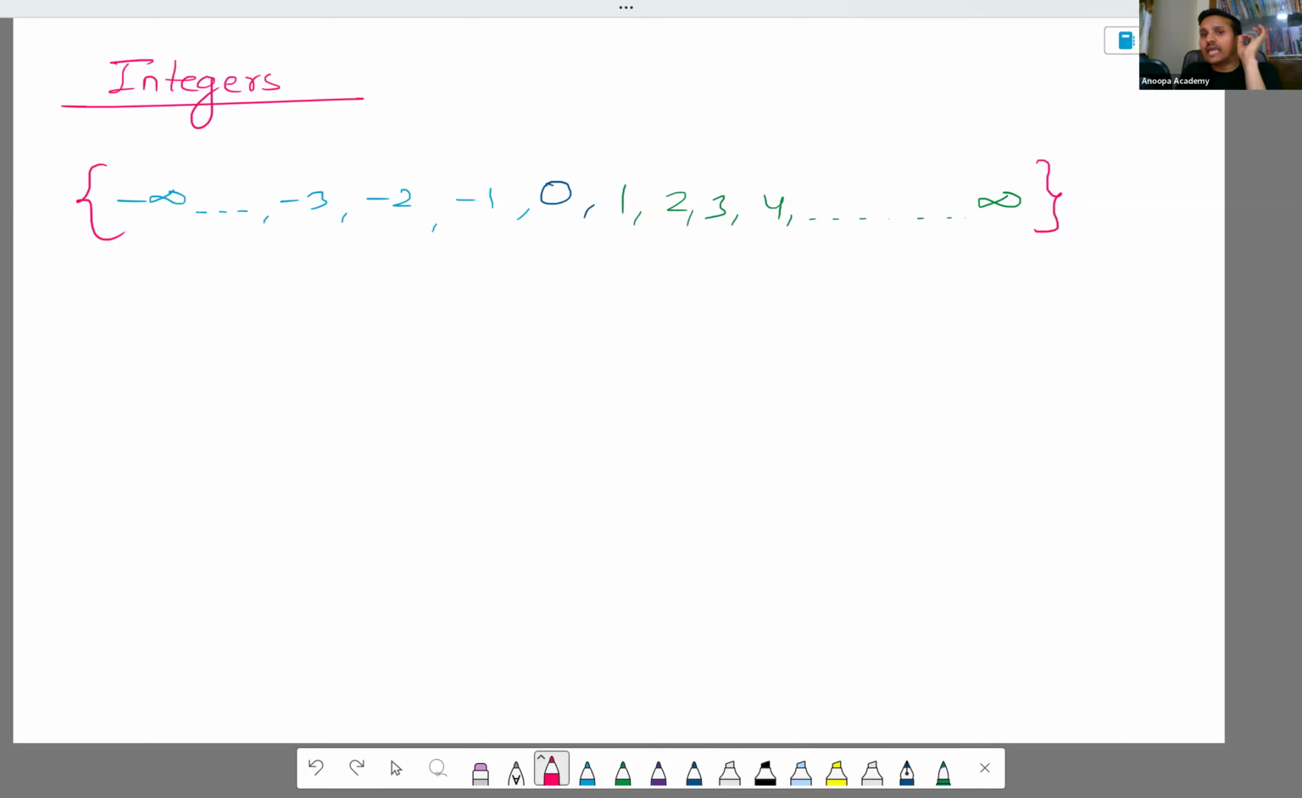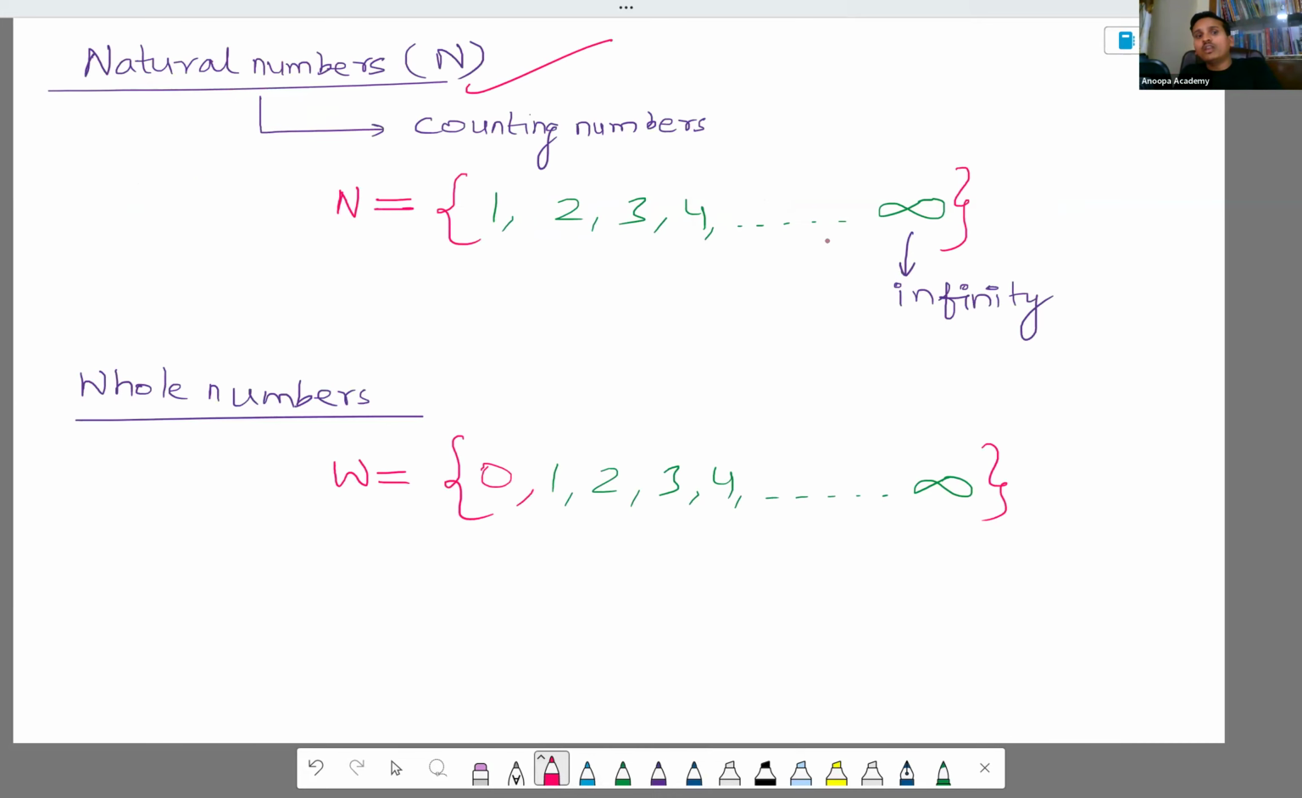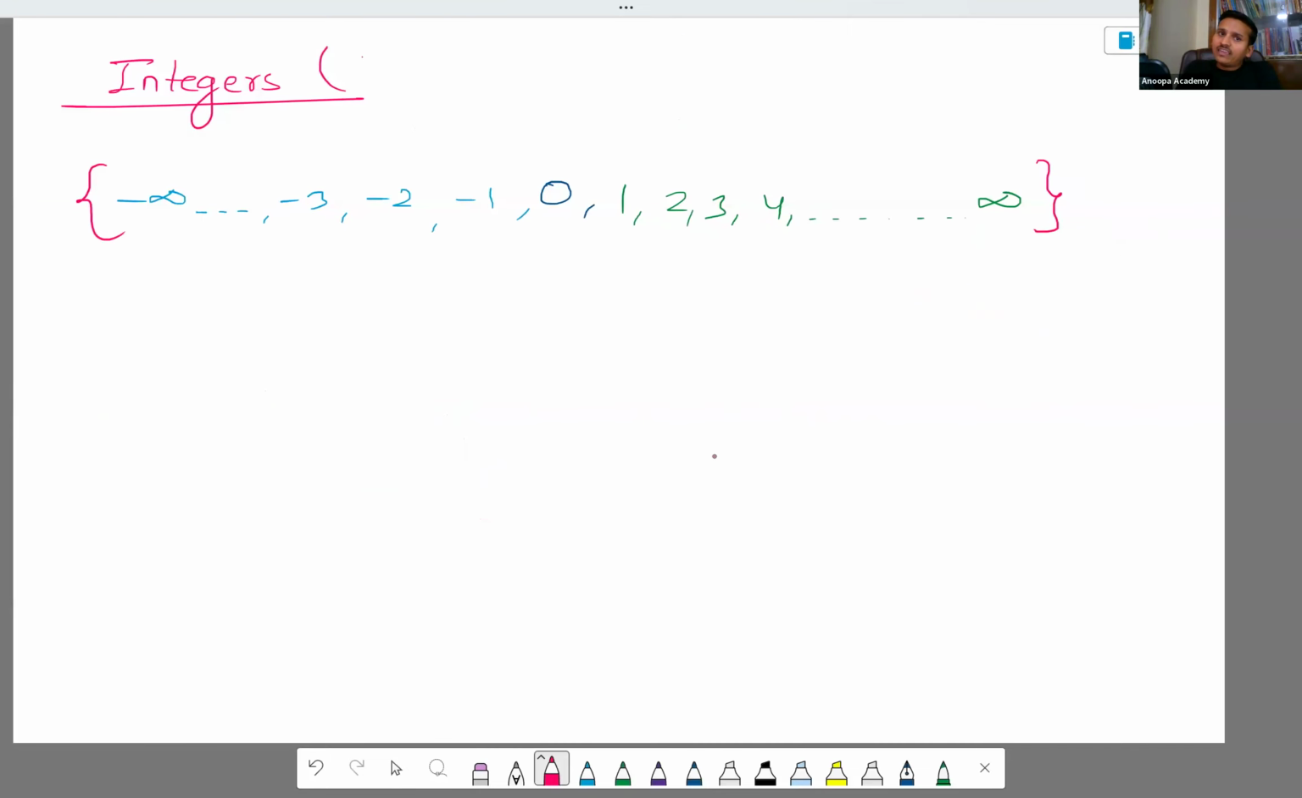See, for natural numbers, we use capital letter N. For whole numbers, we use capital letter W. For integers, we can use capital I or Z. In recently published textbooks and even the JEE curriculum, they use capital I. Z is not being used, but still in some textbooks they have Z. So for representing the collection of integers, we can use capital I or capital Z. I'll just use capital I here, but you can use Z also.